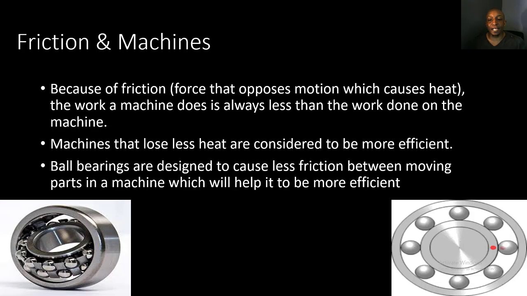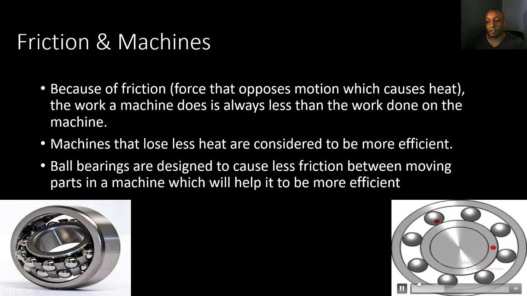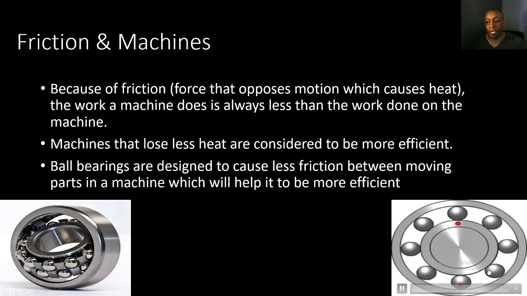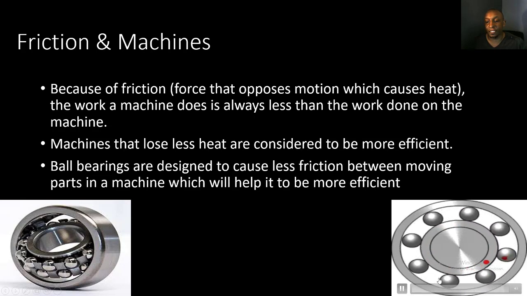Ball bearings are designed to cause less friction between moving parts in a machine, which will help it to be more efficient. So these are two examples of ball bearings. And what ball bearings do is allow parts of a machine to move past each other much more effectively and efficiently without the great loss of heat.